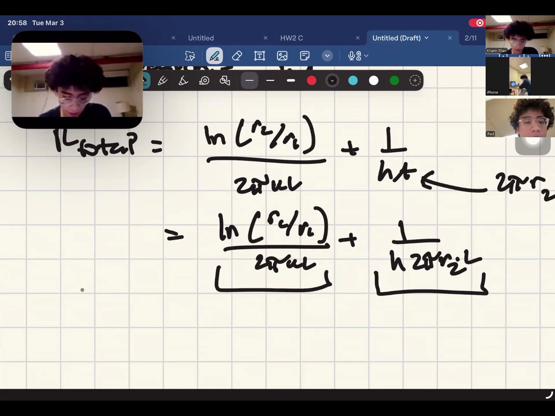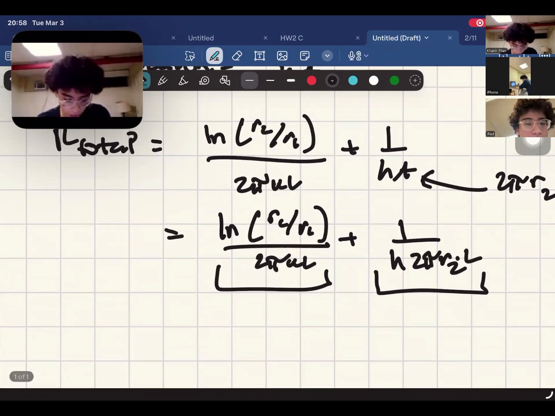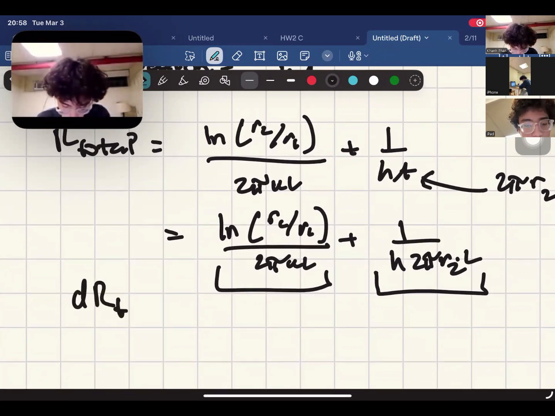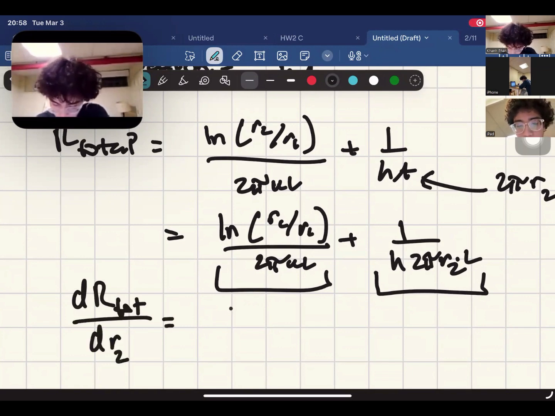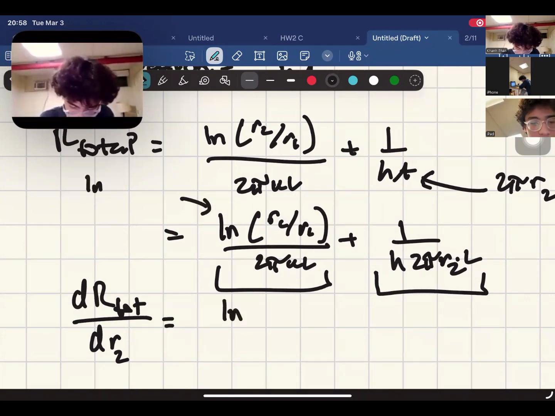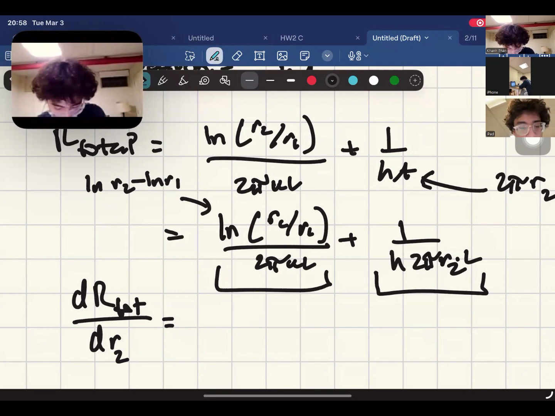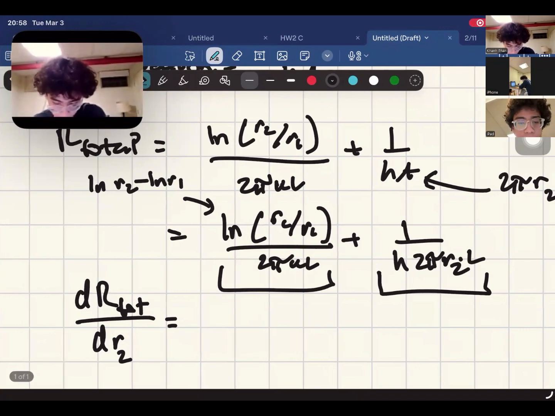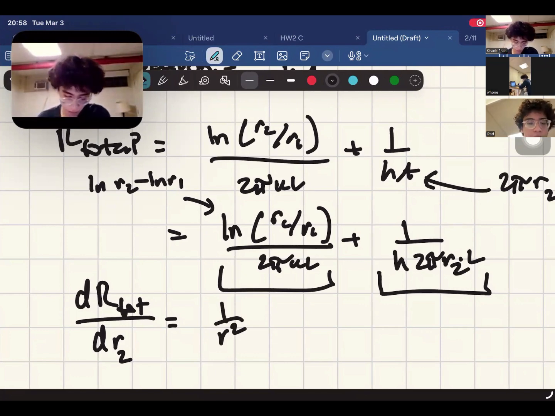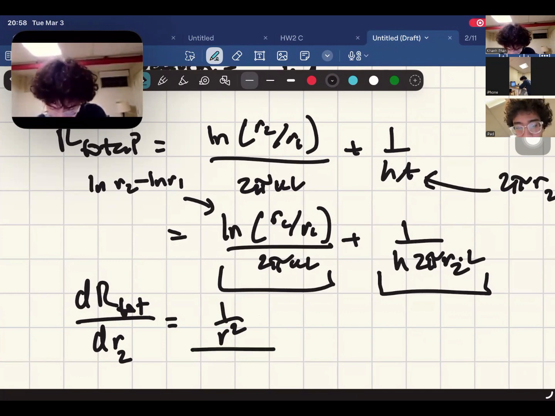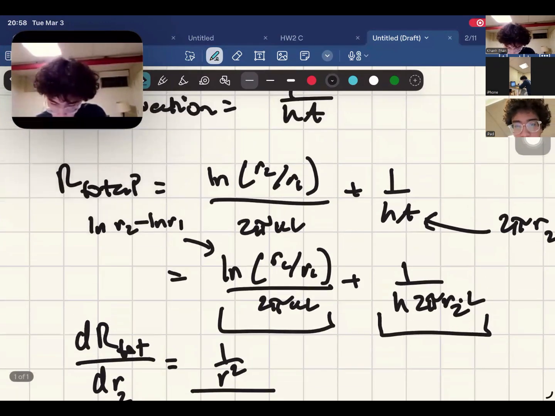So we can do this by using the derivative, as we learned in calculus. So the derivative of R total resistance with respect to the change in R2 is equal to, so this one, let's rewrite this. It's going to be L times ln R2 minus ln R1. So the derivative of ln R2 with respect to R2 is 1 over R2. And then minus the derivative of ln R1 with respect to R2 is 0, because R1 is a constant.